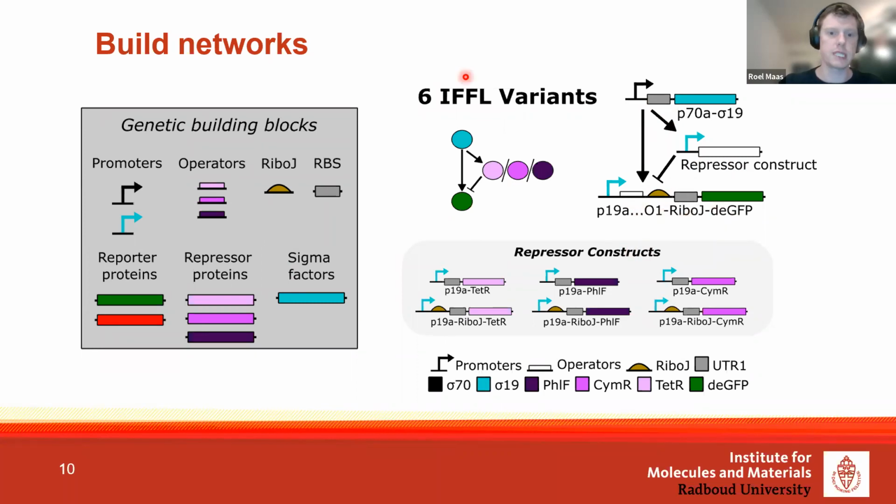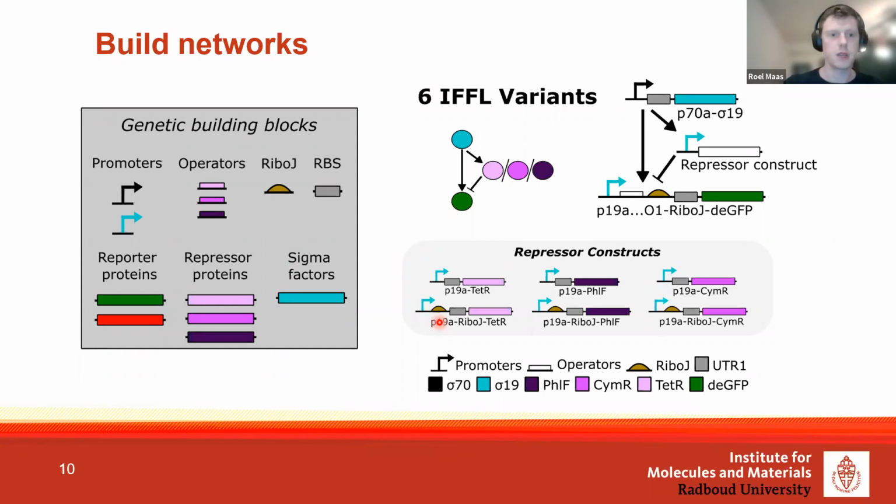What we mean with the 6 different variants is that we used 3 different repressors in the mix. So we have TetR, PhlF, and SimR. And for all of those 3 repressors, we made a construct either with or without a Radboud sequence. For now, it's enough to know that this Radboud sequence only affects the translation rates. So this is kind of this targeted parameter approach which I've been talking about.